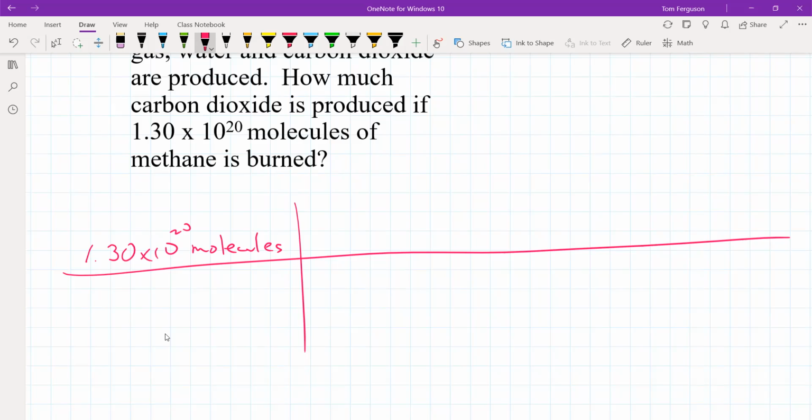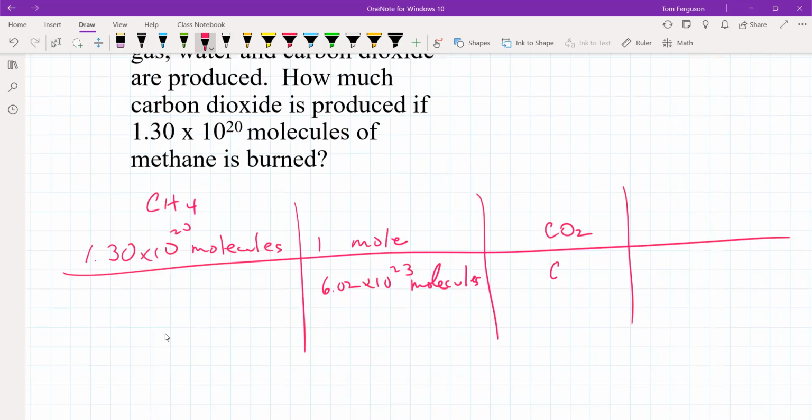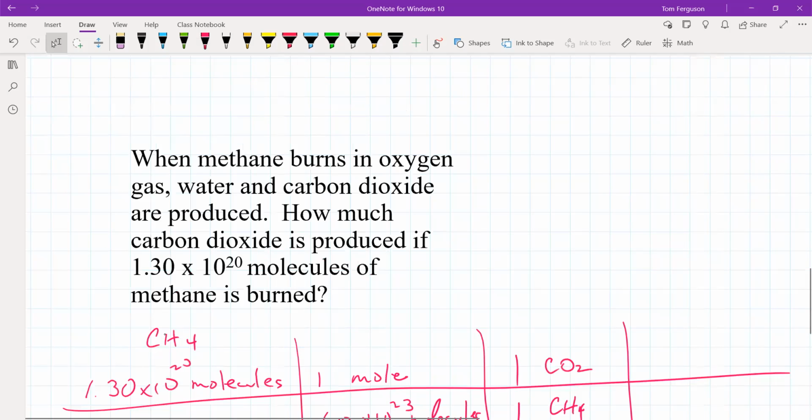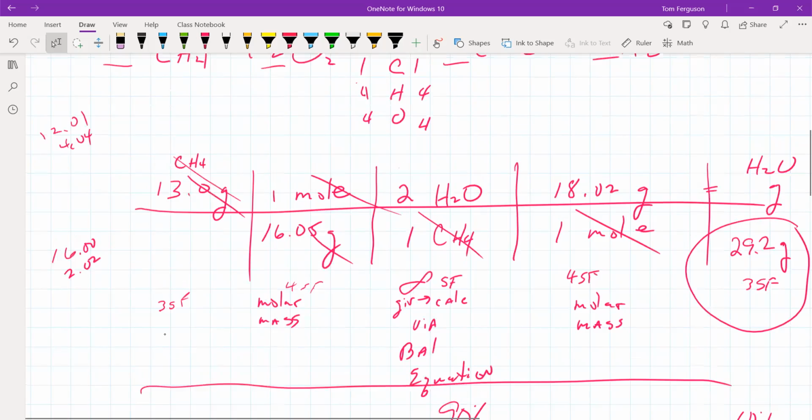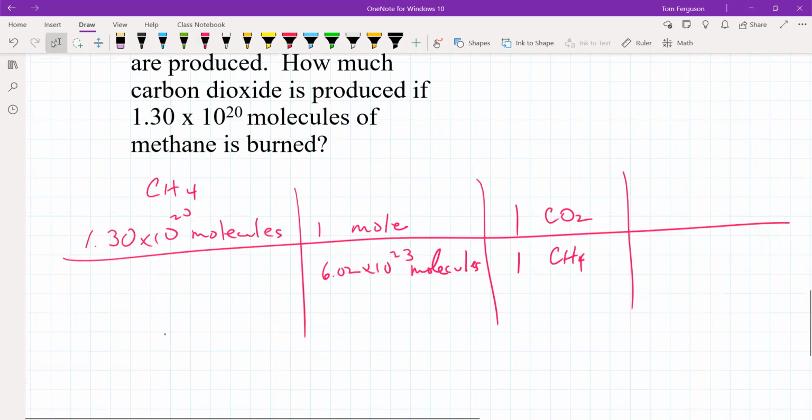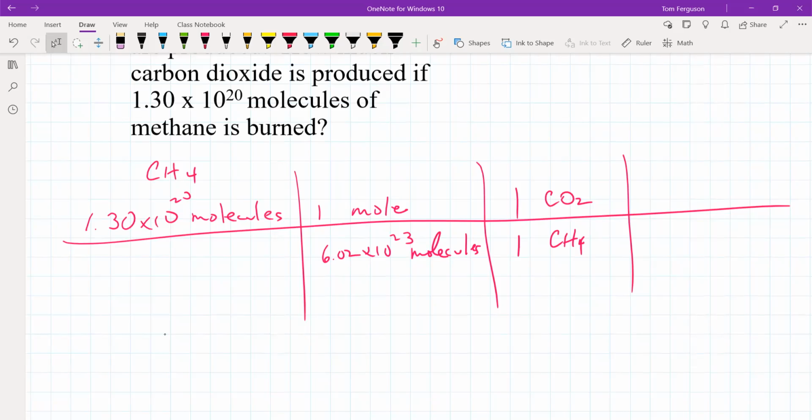Okay, so step one is, this is the given, 1.30 times 10 to the 20th molecules. First step is to convert the number of molecules to moles. The next step is from the balanced equation. So we want carbon dioxide and methane. That's going to be 1 and 1, I believe. Yeah, 1 and 1.